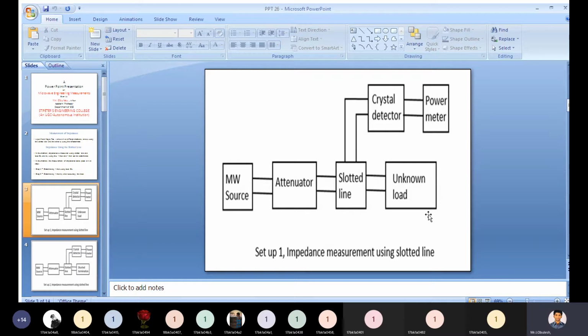In this method the impedance is measured using slotted line and this load ZL, and by using this you need to find out the V minimum value and V maximum value. Everything is the same: microwave source, isolator, attenuator, here we have a crystal detector and power meter. In the previous topics we had termination; here you need to apply an unknown load, assume that ZL, that load value.